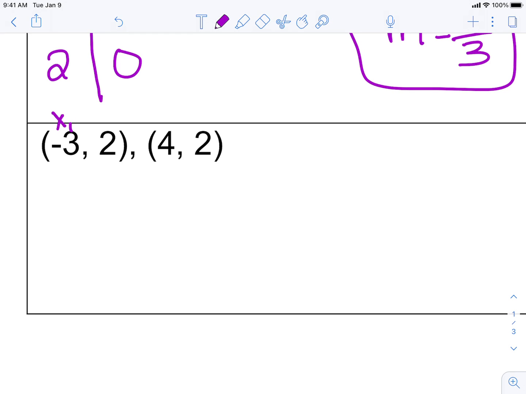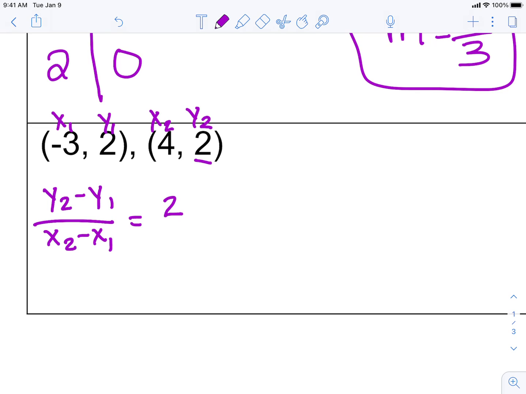So x sub 1, y sub 1, x sub 2, y sub 2. So my formula: y sub 2 minus y sub 1 over x sub 2 minus x sub 1. Okay, we plug it in. So my y sub 2 is a positive 2, minus my y sub 1, which is 2, over x sub 2, which is 4, and then minus x sub 1, which is a -3. Again, please be careful with that.